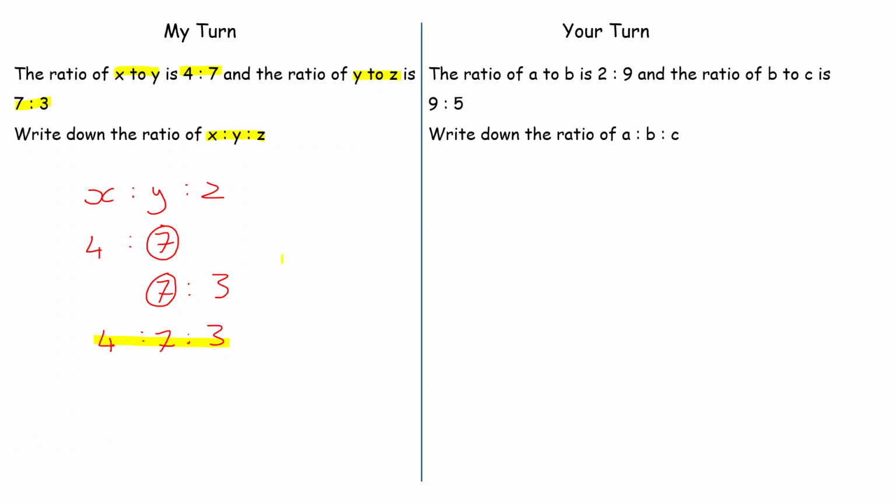So again, highlighting the keywords. The ratio of A to B is 2 to 9, and the ratio of B to C is 9 to 5. Get the ratio of A to B to C. Now, again, let's write down what you're trying to find. That's the key thing here, which is the ratio A to B to C.